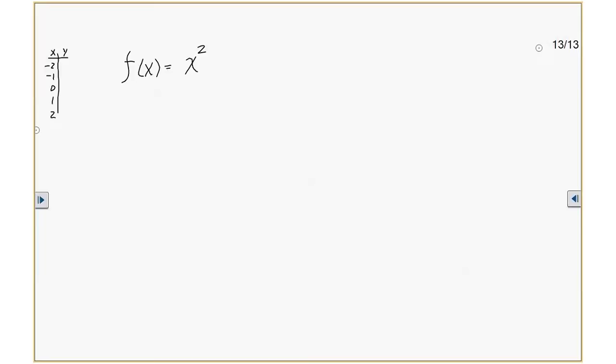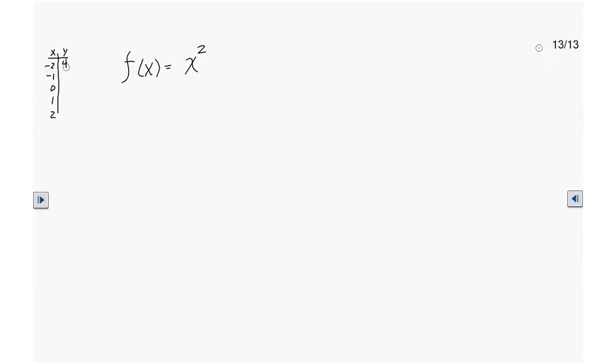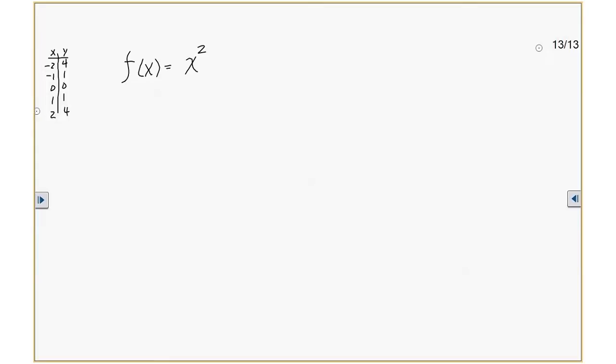I'll help you out since y'all are sitting there looking at me like I'm crazy. What's -2 squared? -1 squared? 0, 1, and 4. Now plot those points and draw a line between them and see what you get. You should get a parabola. Or for sophisticated people, how do you pronounce parabola? Parabola.